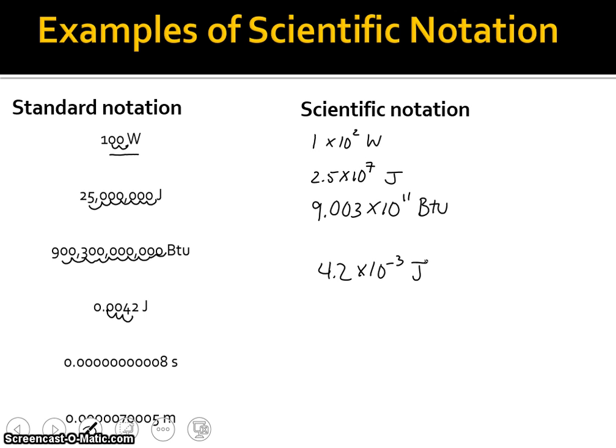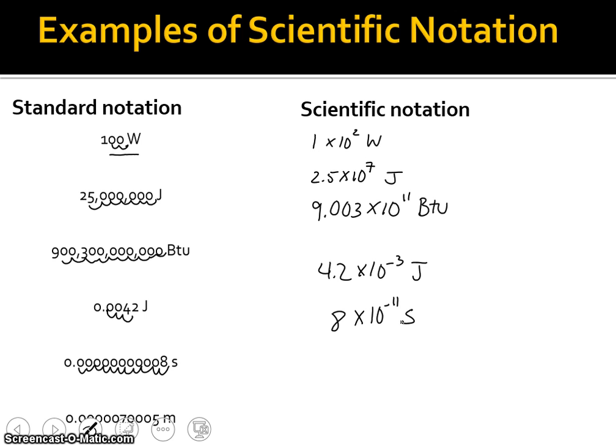We got 1, 2, 3, 4, 5, 6, 7, 8, 9, 10, 11. So that's 8, and we don't have anything to the right of it. It's 8 times 10 to the minus 11th seconds in this case.